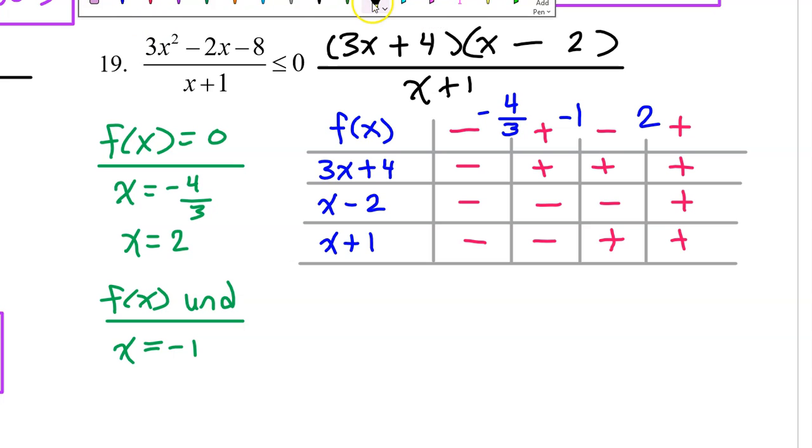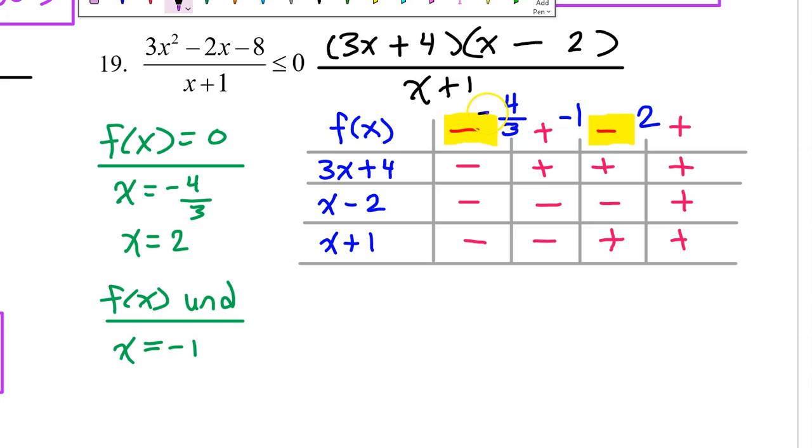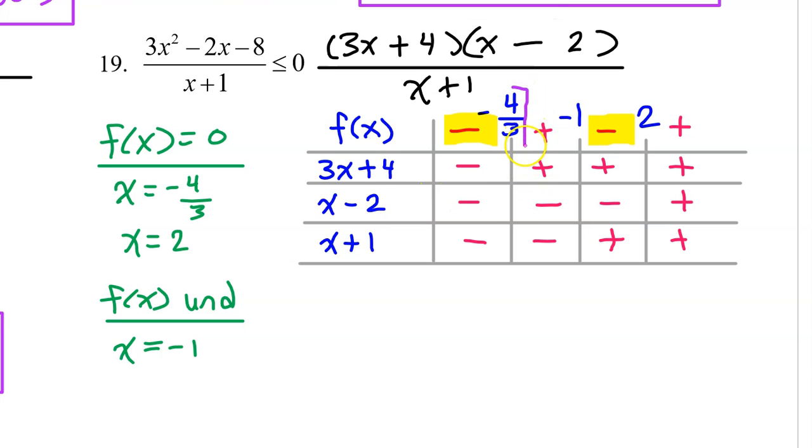We are looking for where f of x is less than or equal to 0. So the solutions will be in the intervals where f of x is negative. Because we want the values that will cause f of x to be less than or equal to 0, we should include these two values where f of x is equal to 0. And we will show that when it is solution time using brackets. So I'm going to put them down now so I don't forget.